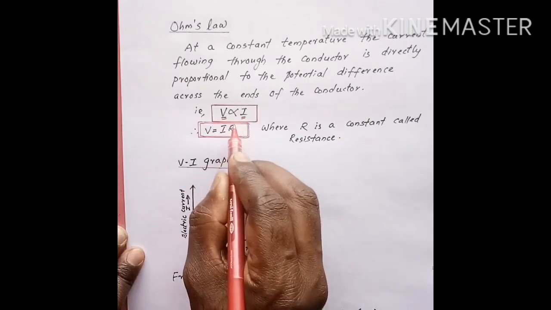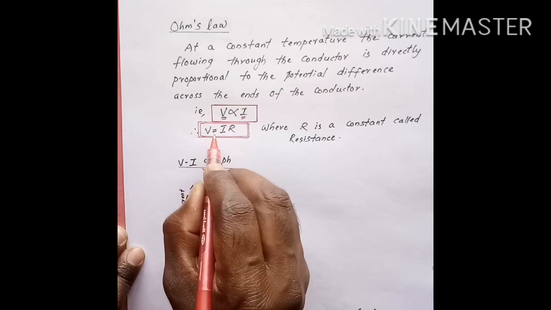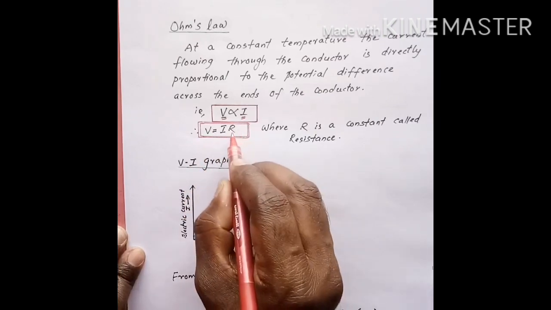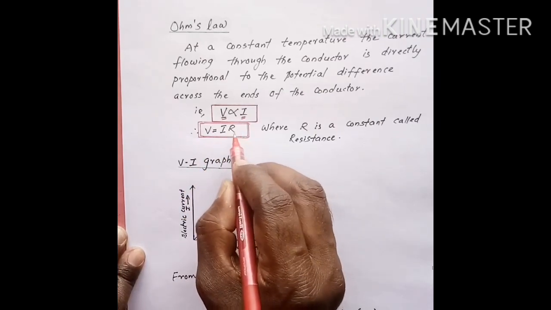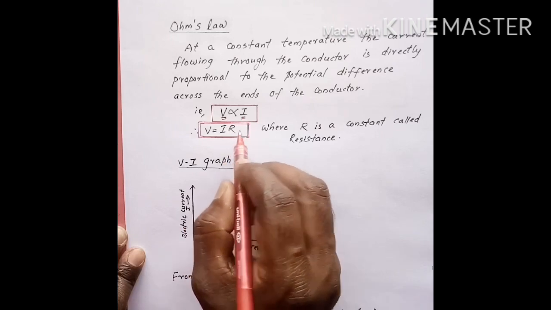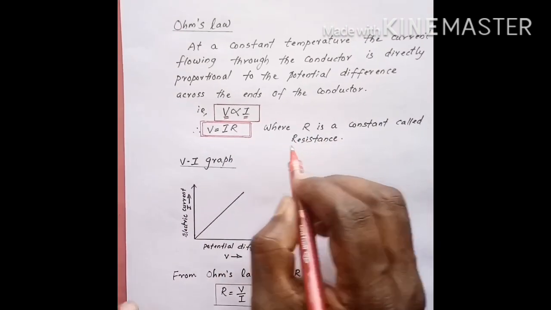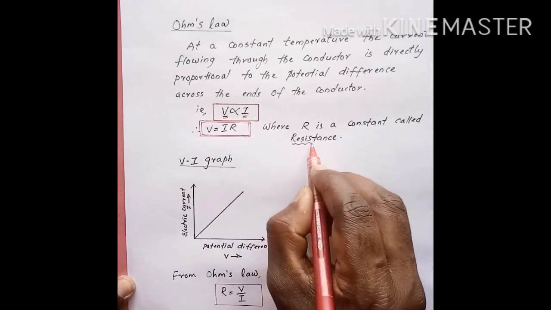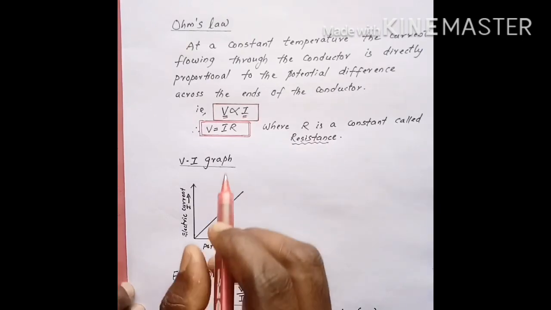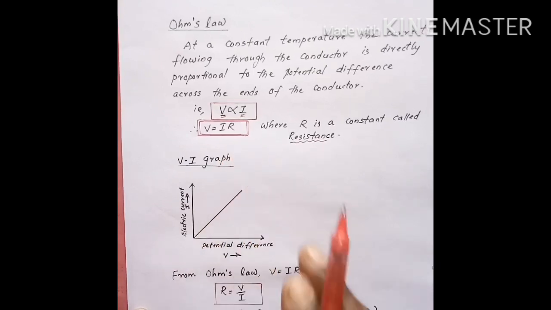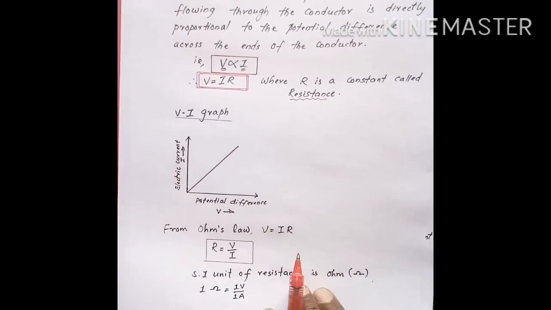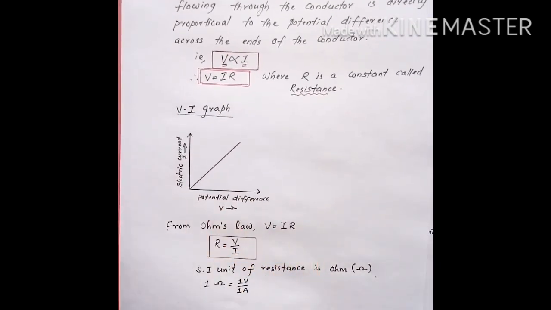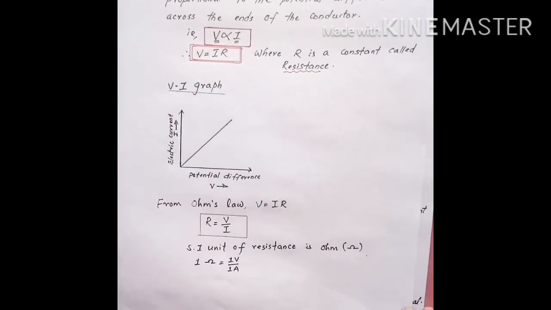Here there is a proportionality symbol, here it is an equal symbol. So R is the new member, right? New character, new element. What is R? R is a constant called resistance. This is the new term, resistance. So according to Ohm's law, V is equal to IR, where R is a constant called resistance. Later we will talk about what resistance is and its details.